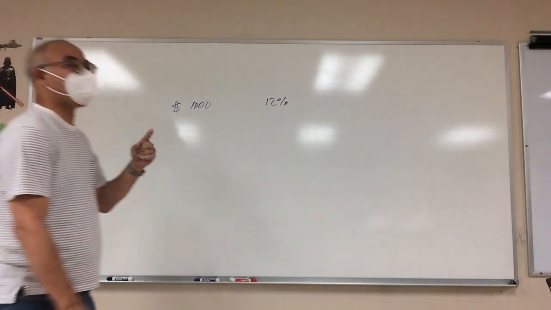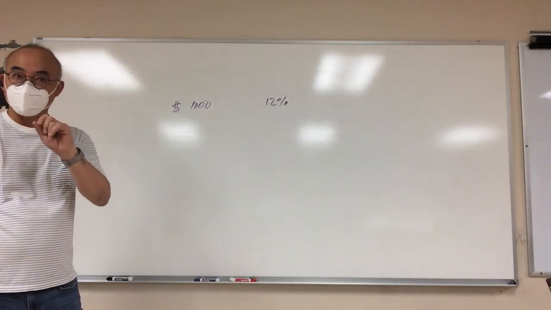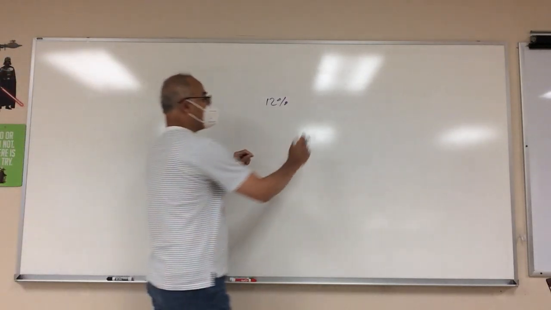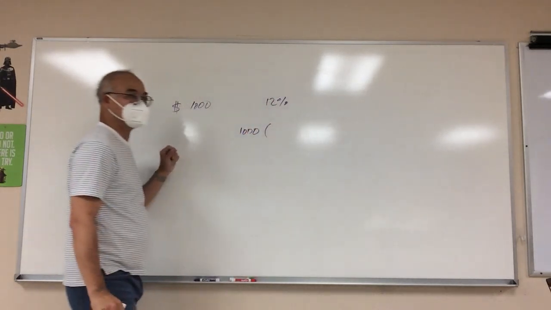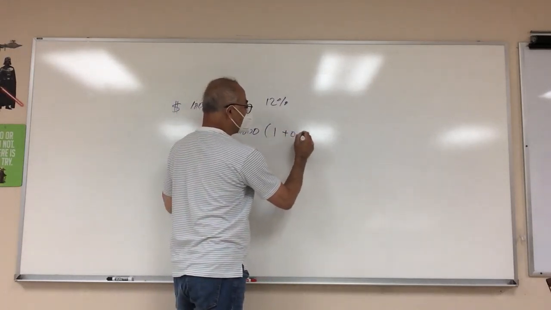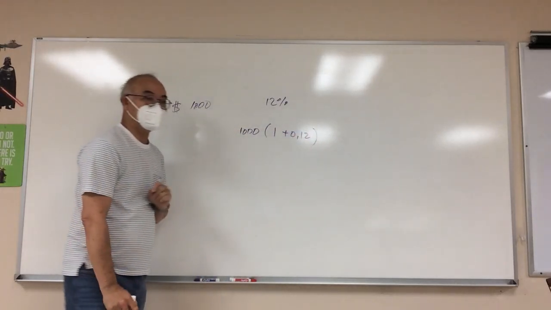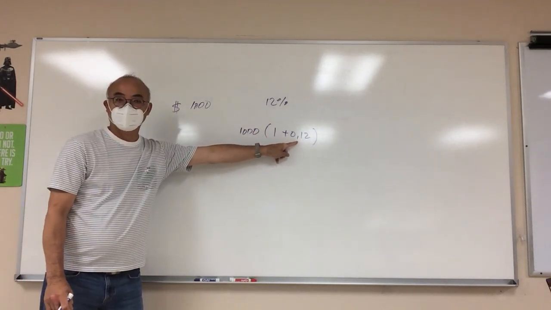I'm going to put it in the bank, and the bank is going to compound it once. That means that I am starting with this, and I'm going to multiply it. Everybody understand where the 0.12 comes from, right? This is the 12%.